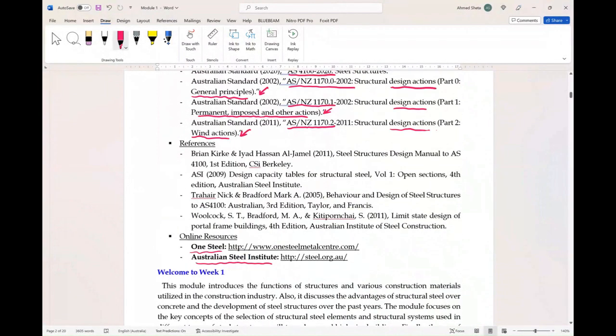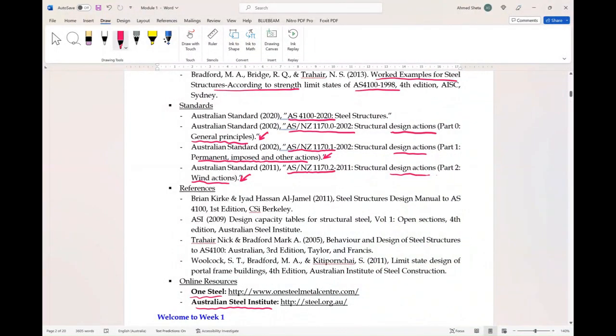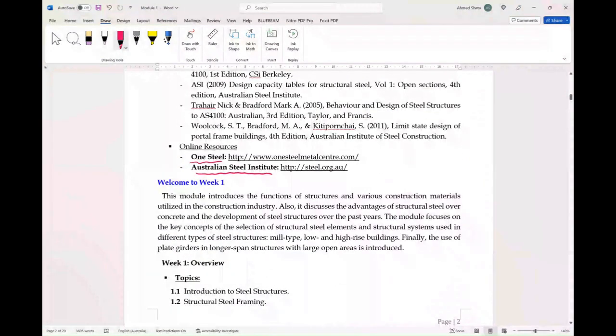So these are the resources that we can use to understand the course or for further reading of the course content. This is the week one module. This module will introduce the functions of steel structure and various construction materials. It also will discuss the advantages of steel structure over concrete and other materials, and give a brief explanation of how steel structure developed over the past few years.